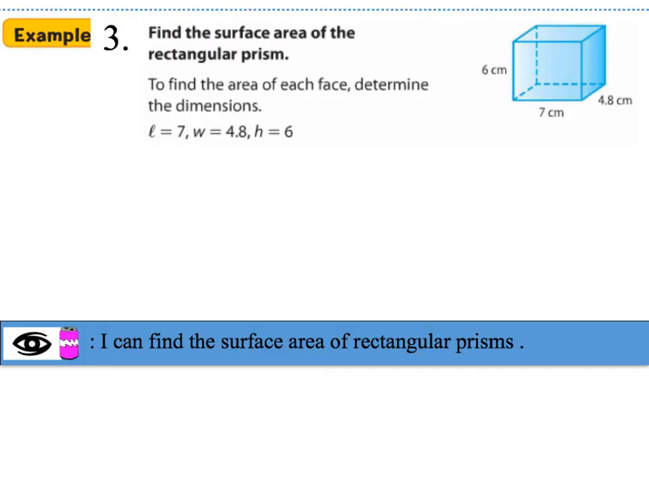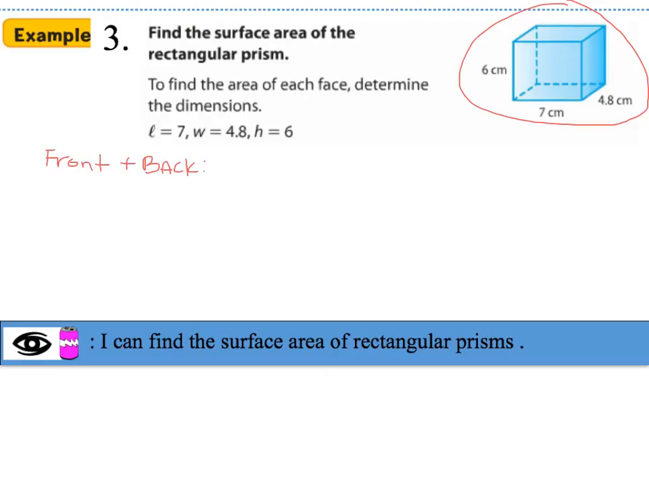Example 3 says find the surface area of the rectangular prism. So notice they've given us the rectangular prism right here, but they did not give us the net. They did not unwrap the box, which is fine, because what we can do is use the surface area formula that we've given you before. So let's go ahead and find the area of the front and the back.